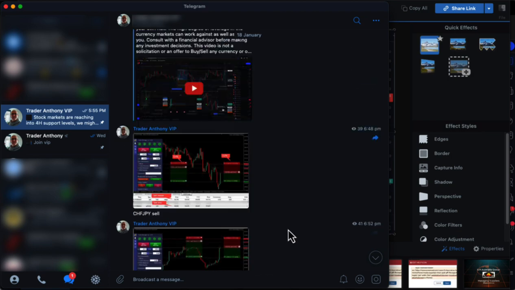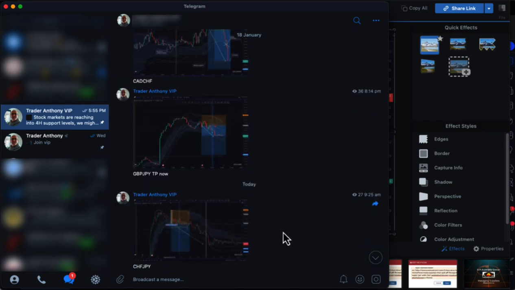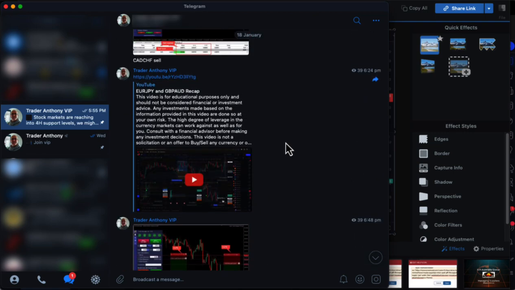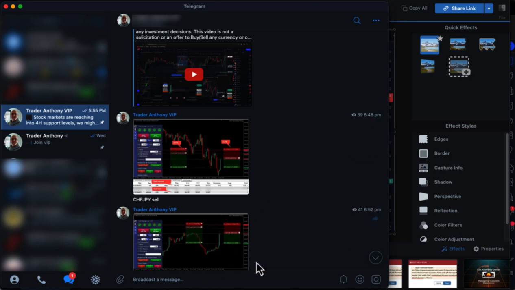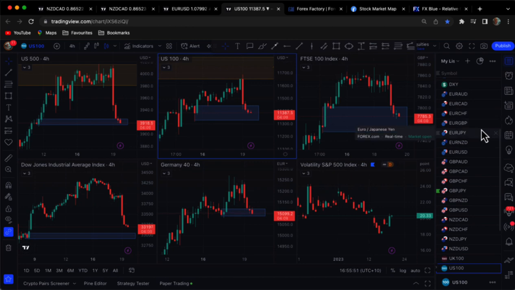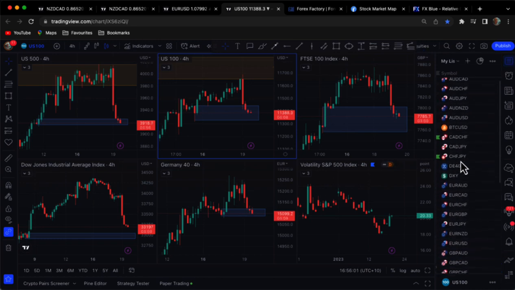I want to go through the last 3 trade signals I posted into VIP. Swissy yen, pound yen, and I think the other one was a CAD Swissy. So what we'll do is we'll head over to TradingView and I want to share with you my strategy, show you why I decided to take these trades. I've got them marked up, so we'll just start from the top down.